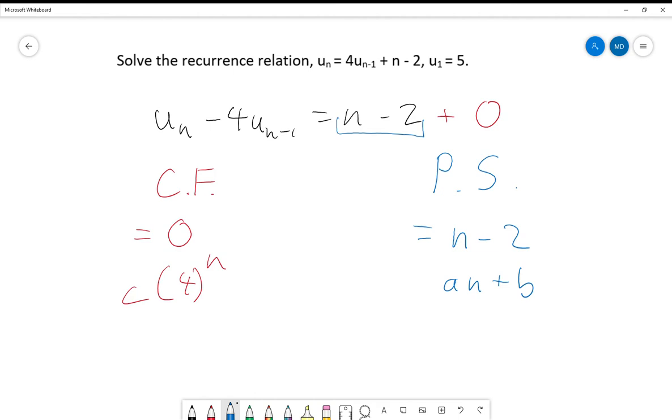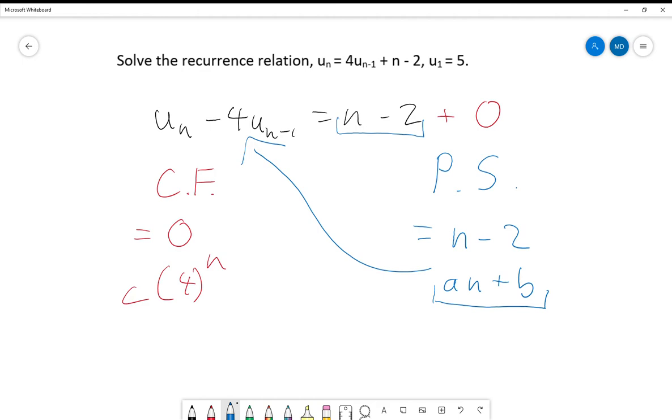To solve this one over here, the complementary function was pretty much solved already. To solve the particular solution, we just plugged that in to our recurrence relation, and that would give us our answer, or at least give us the coefficients of a and b.